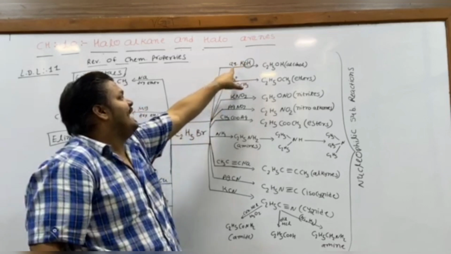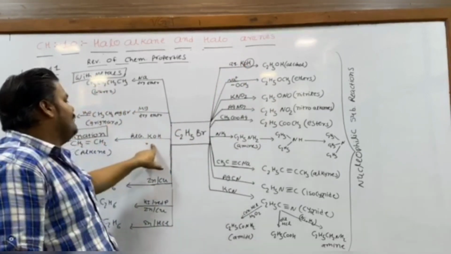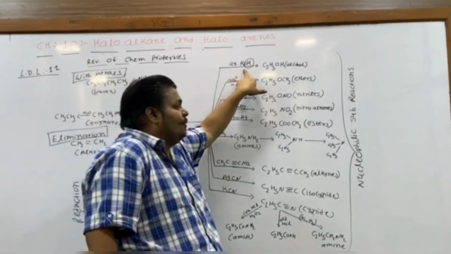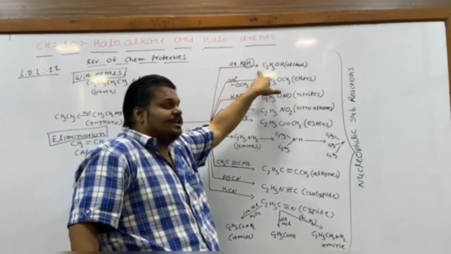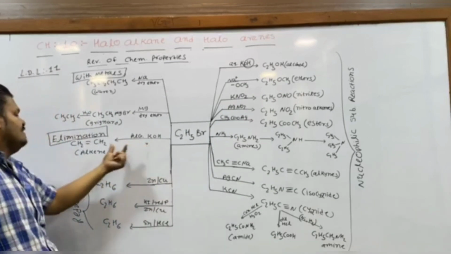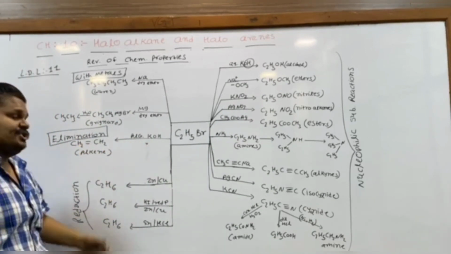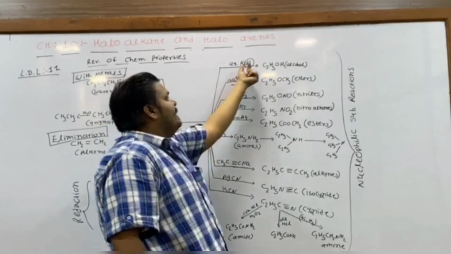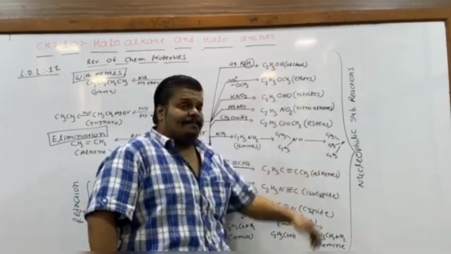Or rather we can say aqueous KOH and alcoholic KOH have different reaction mechanisms. Aqueous KOH follows the SN mechanism, a substitution reaction, and alcoholic KOH follows the elimination reaction. Here we'll discuss substitution first. Br gets substituted by the OH group to produce alcohol.